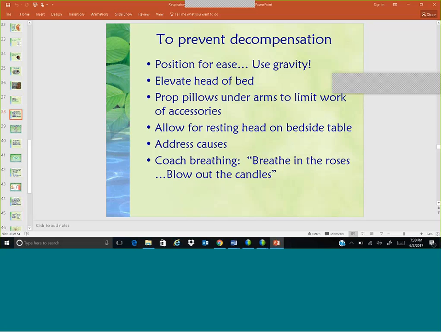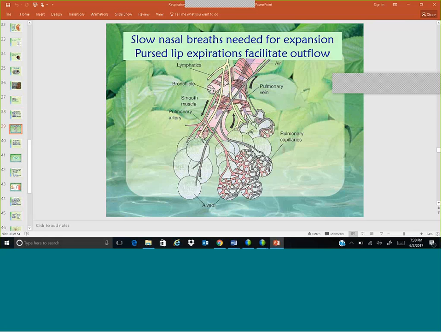Another thing to think about is they call it breathing in the roses and blowing out the candles. That's just something that this particular book uses. But what that is, is breathe in through your nose slowly and breathe out with that pursed lip breathing, or that PEEP we talked about earlier. Okay, and there it is again. Slow nasal breath in for expansion and pursed lip exhalations on the way out, and that not only facilitates outflow, but it helps keep those alveoli open and from collapsing.